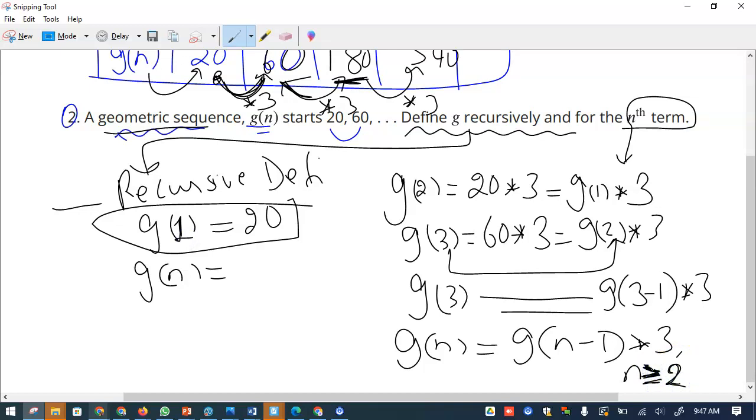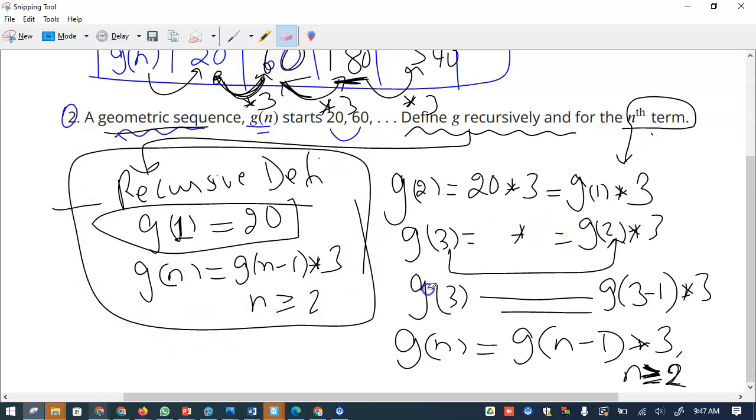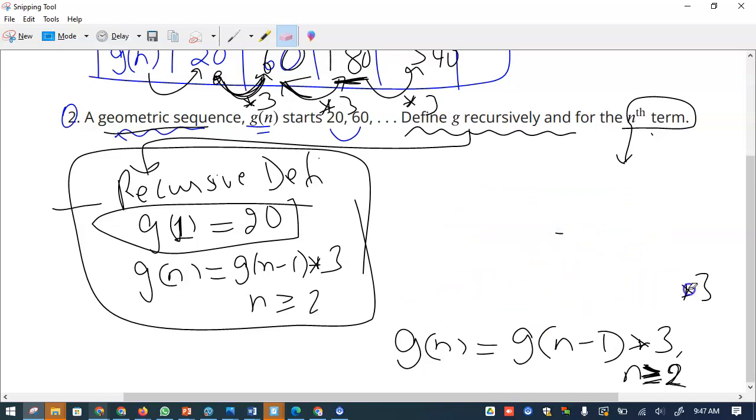So here it is. I'm supposed to write here g of n minus 1 times 3 and n greater than or equal to 2. So this is the recursive definition. And to figure out the nth term, all you do is begin with the first one, and then go on multiplying. How many times do you multiply by 3?